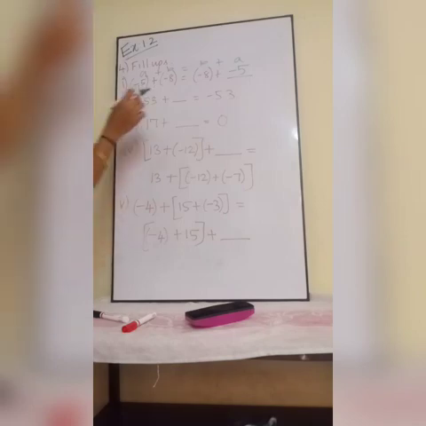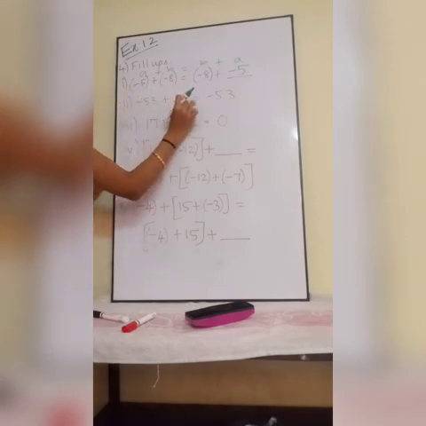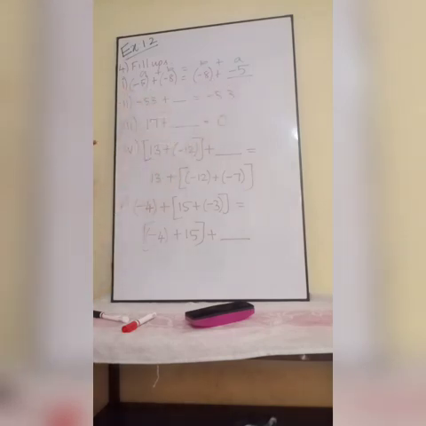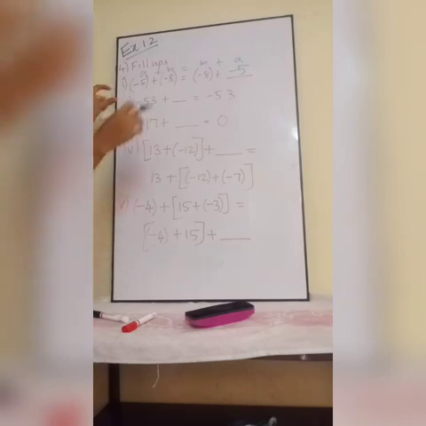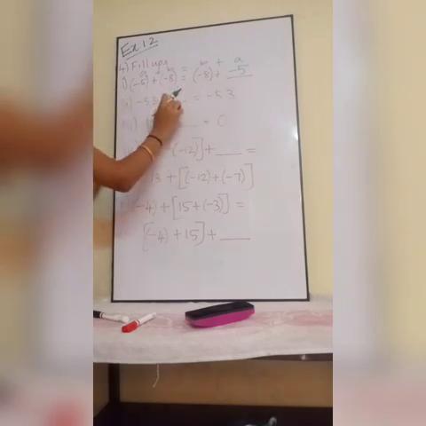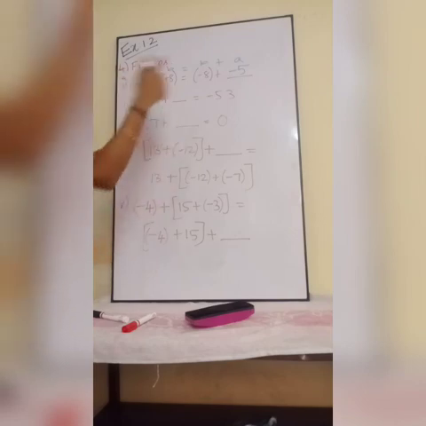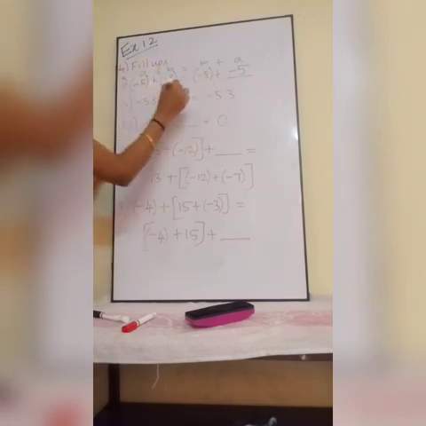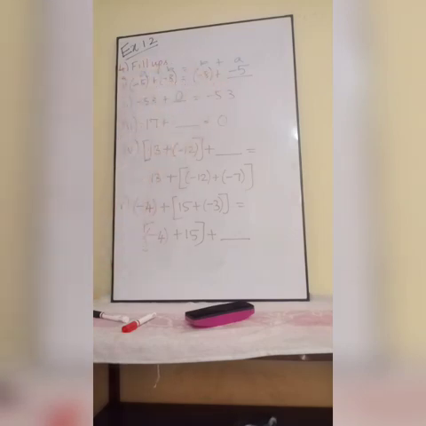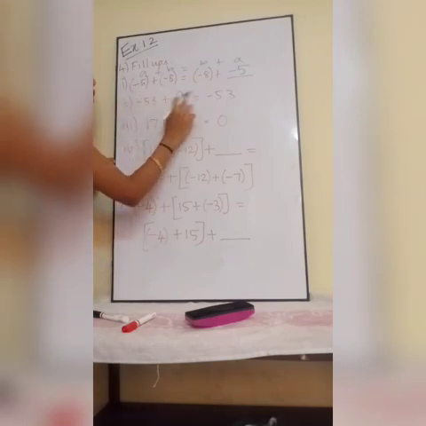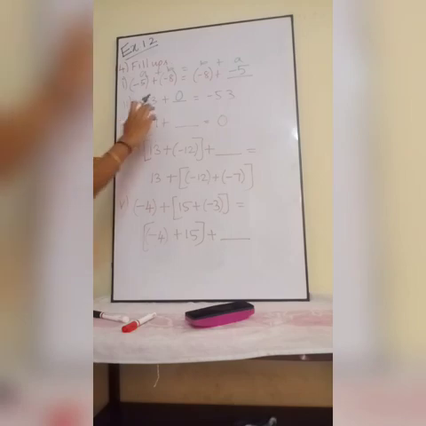Next, minus 53 plus blank will give minus 53. If the same integer should come, then what do you add to get the same integer? 0. So 0 is our additive identity. If you add any integer with 0, you will get the same integer. So this property is the additive identity property.